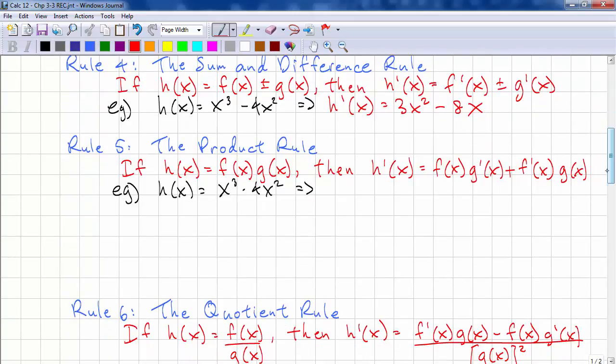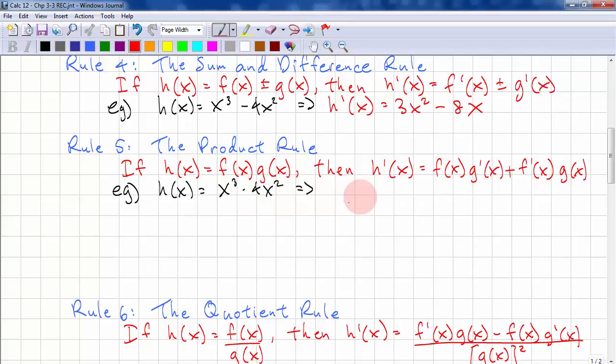The product rule, this one's a little bit more difficult. So if h is f of x times g of x, then the derivative of h of x is f times the derivative of g of x plus the derivative of f times g of x. Now, it's easy to multiply these and then just use the power rule, but if you're asked to use the product rule, you have to use the product rule. And you're doing this because you're practicing using the rules, but you can verify by just multiplying these together and taking the derivative.